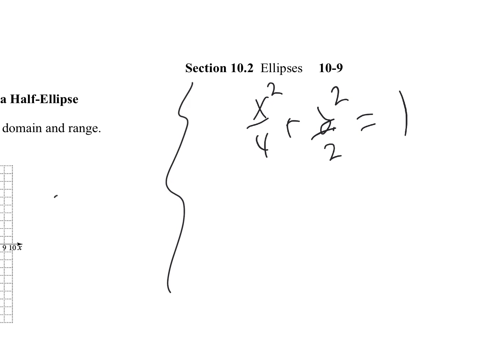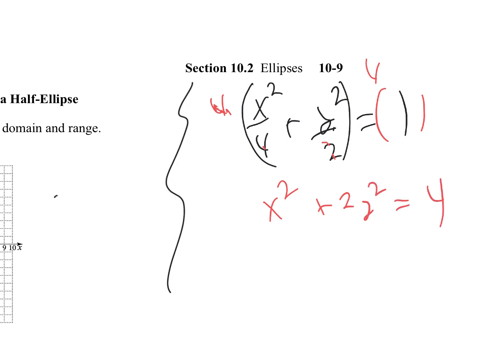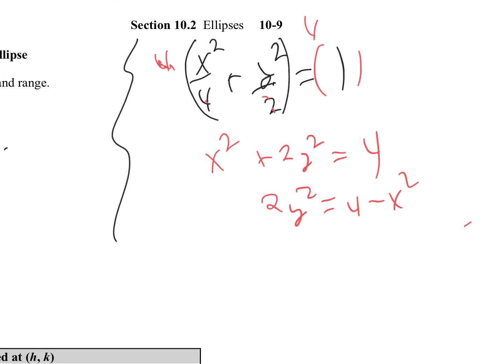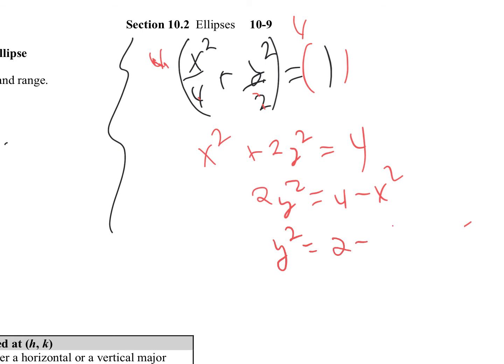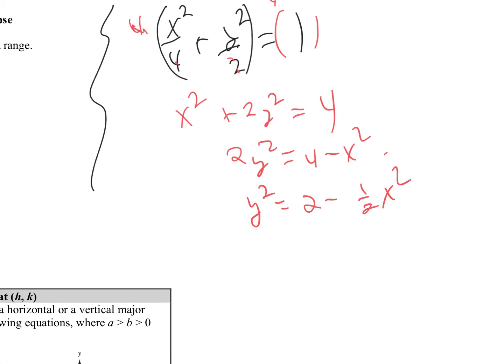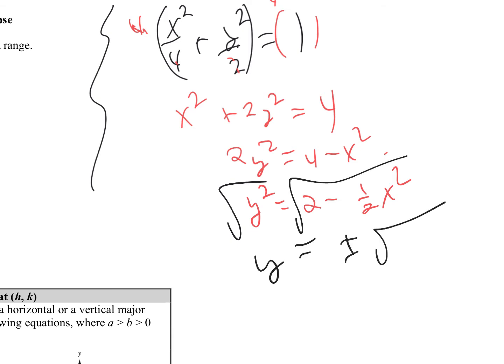So what I would do first of all is get rid of the denominator. So I'll multiply everything by 4. Because look what happens. 4 goes into 4 once, leaving the x squared. 2 goes into 4 twice, so that cancels out, leaving a plus 2y squared equals 4. Now get rid of the x squared. 2y squared equals 4 minus x squared. Now get rid of the 2. y squared equals 2 minus 1/2 x squared. Now get rid of the squared by taking the square root of both sides. y is plus or minus the square root of 2 minus 1/2 x squared.